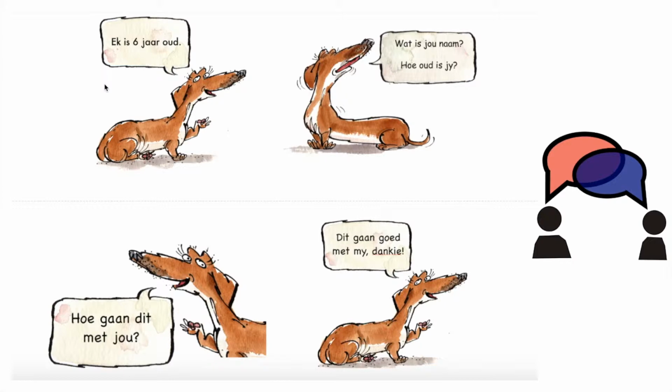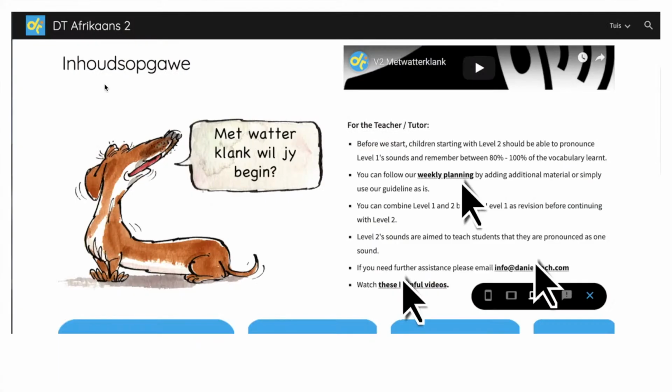Obviously, the English equivalent is easy. By now, they should know it. If they don't, then you can just explain to them: I am 6 years old. What is your name? How old are you? How are you doing? It's going well with me. Thank you. This is all to do with conversation between students. Let them get comfortable with the language.